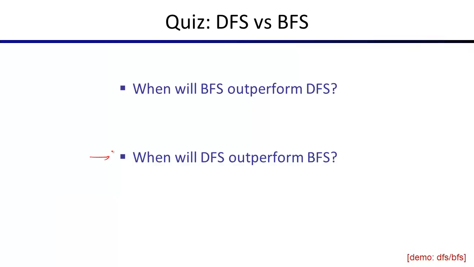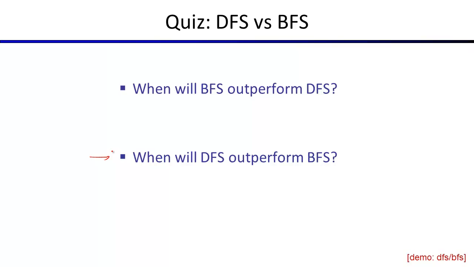Trickier one. When will DFS outperform BFS? Over there. When you have a smart tiebreaker. Exactly. What do we see with DFS? It's going down off to the left. What does going off to the left really mean? That's just tie-breaking, right? The tie-breaking happens to put us in a particular direction.